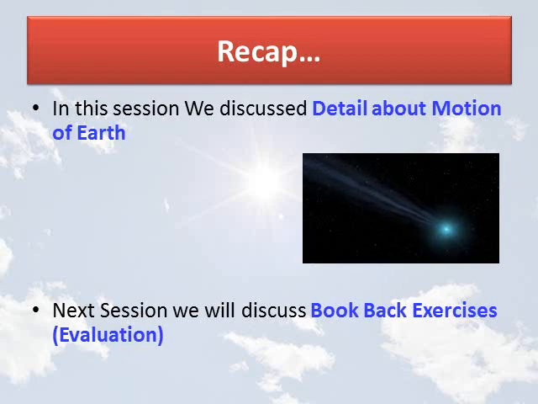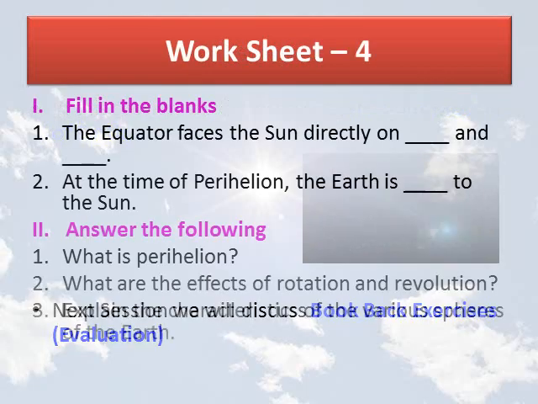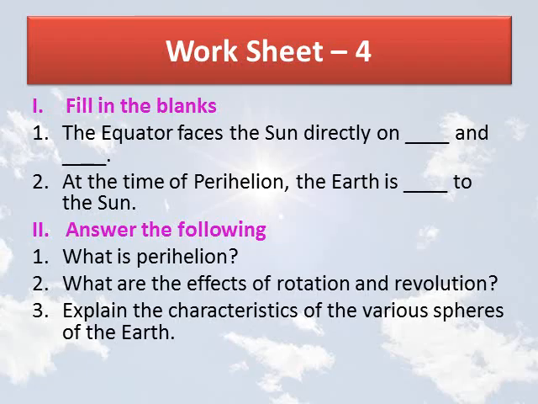Revolution is the movement of the Earth around the Sun on its own elliptical orbit. And the Earth takes 365 and 1/4 days to complete one revolution. The revolution of Earth causes the seasons. Dear children, in the next session we will discuss the book back exercises, that is the evaluation part.